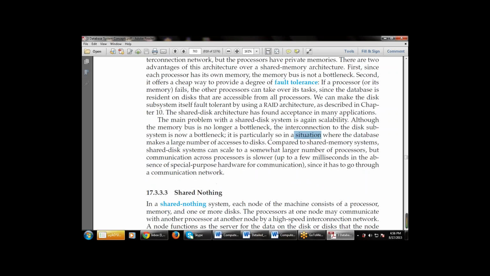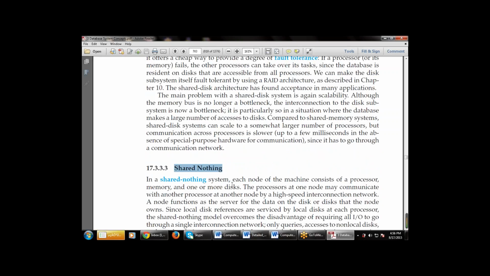to the disk. Then next is shared nothing, in which each node of the machine consists of a processor, memory, and one or more disks. So every node of the machine consists of the processor, that is, the CPU, then the memory, and one or more disks in the shared nothing systems.